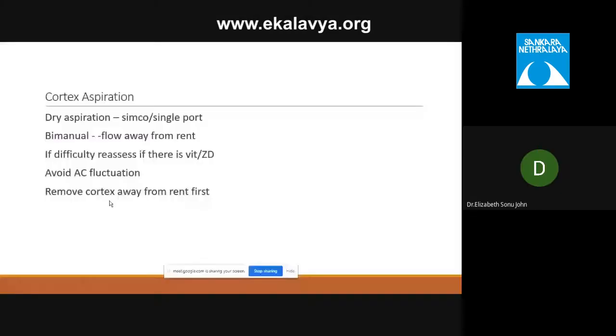Other thing is, if you see fluffy cortex, you can put Visco under it, and with the cutter itself you can take it. Sometimes the epinucleus or the cortex can go into the vit cavity. So you would have removed the nucleus, but if there is a chunk of epinucleus, then with the cutter itself you can remove the epinucleus sheet to avoid it from going into the vit cavity. The other thing is, remove the cortex away from the rent. Suppose you have a superior rent, remove the cortex inferiorly everywhere, and then come to the superior part.